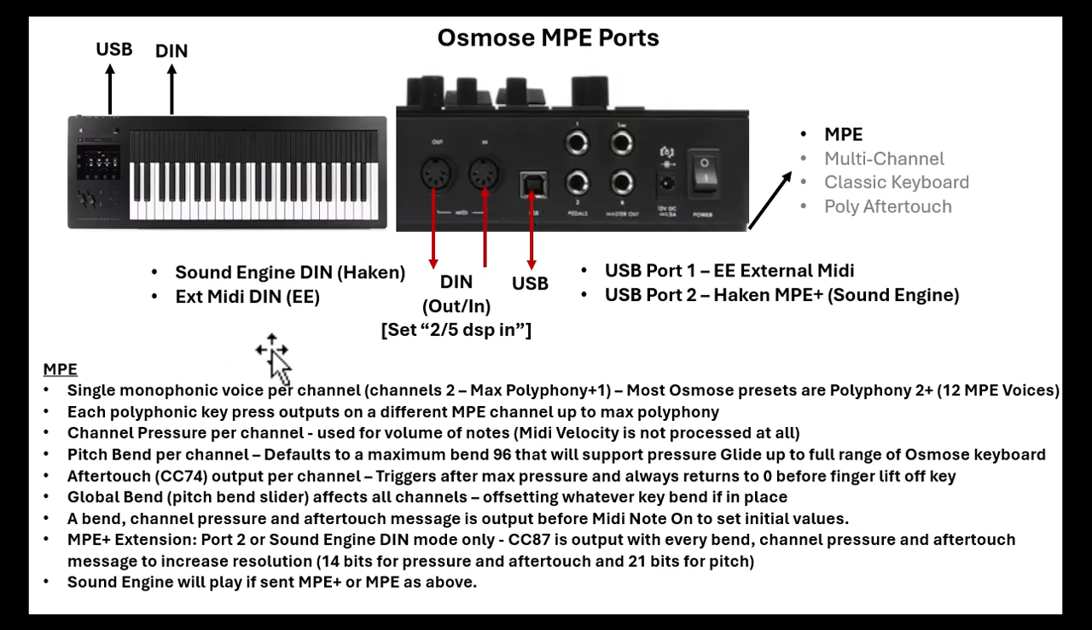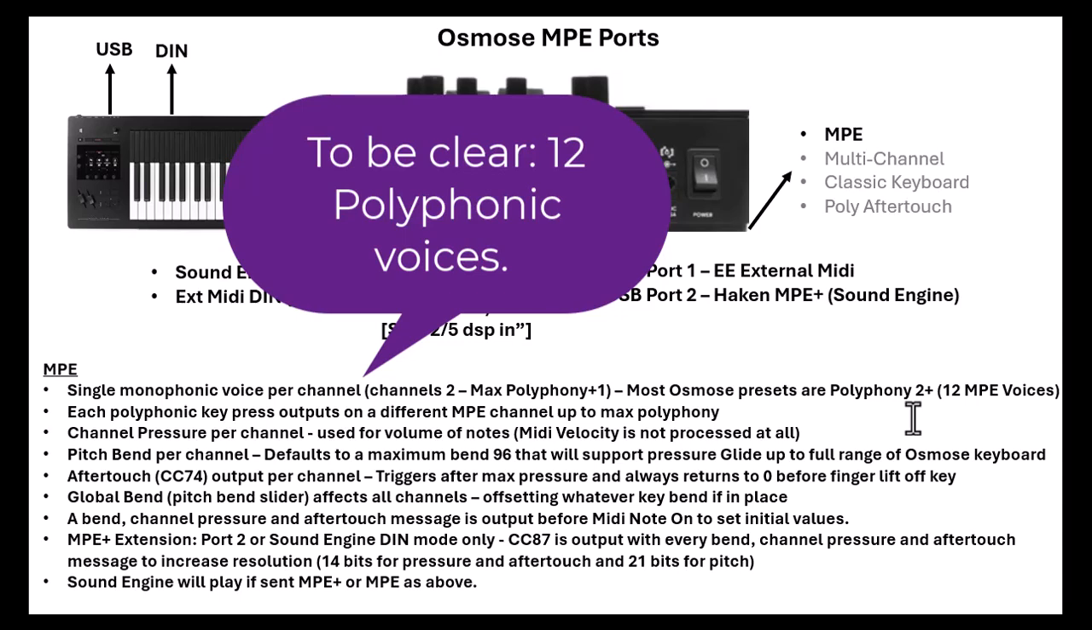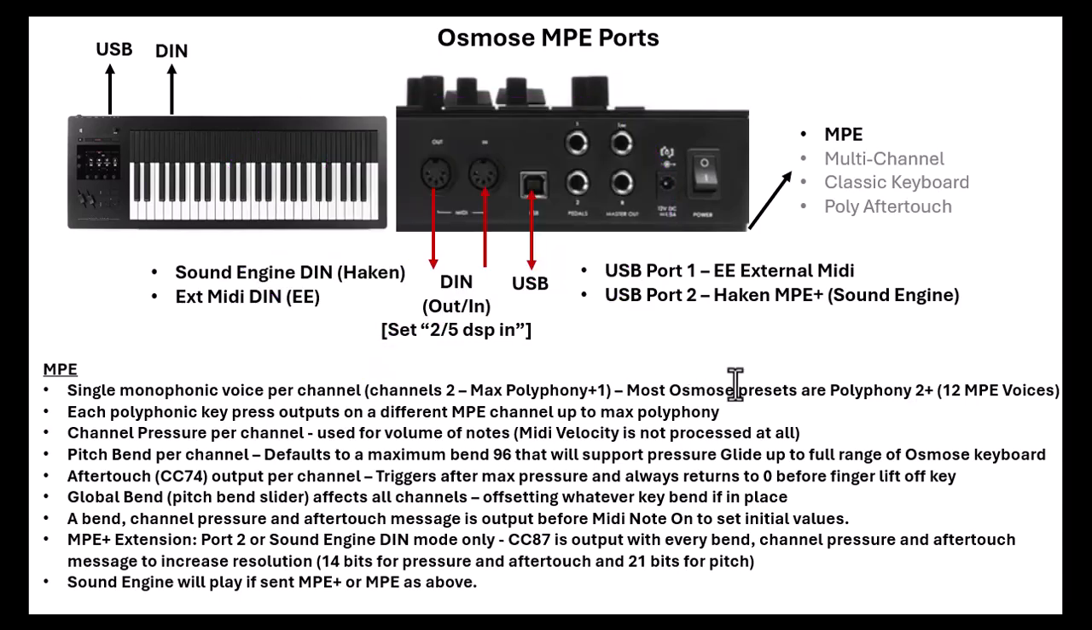Now, what is MPE? We can summarize this in a few bullets. MPE uses a single monophonic voice per channel output on MPE channels, which are typically, for the Osmose and for Continuum, channels 2 to max polyphony plus 1. Most Osmose presets are polyphony 2 plus, the plus meaning expanded polyphony that multiplies the base polyphony 2 times your DSP number, which for the Osmose is 6. So if you see polyphony 2 plus on the Osmose, that means there are 12 MPE voices that can be supported. If you try and play 13 voices or more, you'll drop notes if the preset is set for that polyphony.